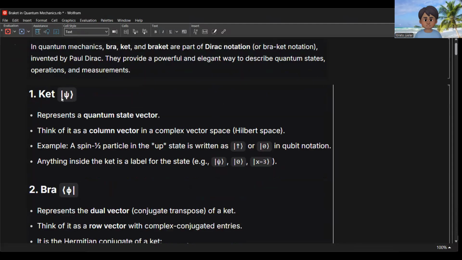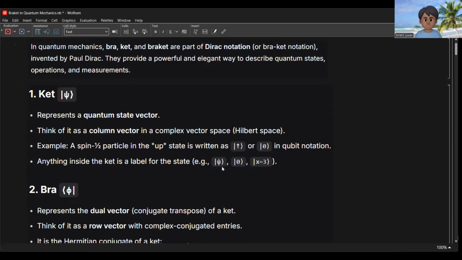So we have the ket here. This is the psi. It represents a quantum state vector. Think of it as a column vector in a complex vector space, Hilbert space. For example, a spin one-half particle in the up state is written as ket up or ket zero in qubit notation. So anything inside the ket is a label for the state.